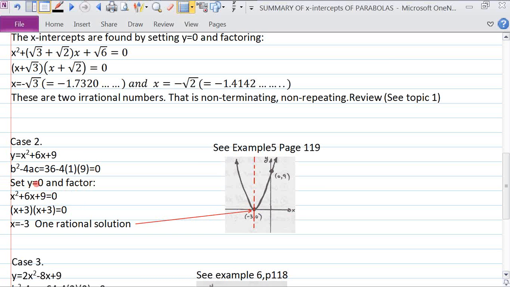We can show that if we set y equal to 0 in this equation here and factor. We get x plus 3, x plus 3 equals 0. And so x equals minus 3. There's only one solution, and it's a rational number because it's minus 3.000. There are no numbers after the decimal. One rational solution right here. This only crosses the x-axis at one point.